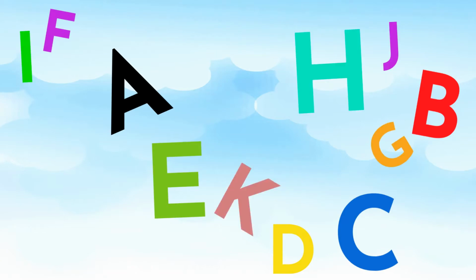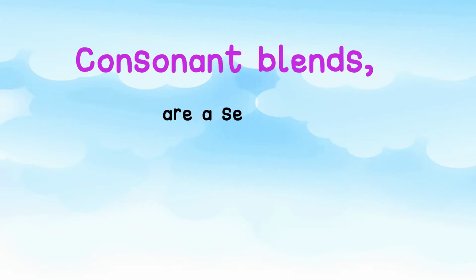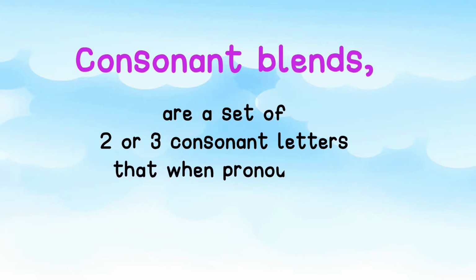The English alphabet has so many different blends. Let's learn about some consonant blends. Consonant blends are a set of two or three consonant letters that, when pronounced, retain their sound.